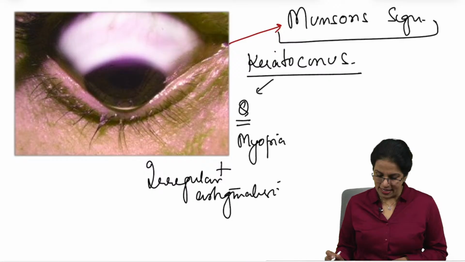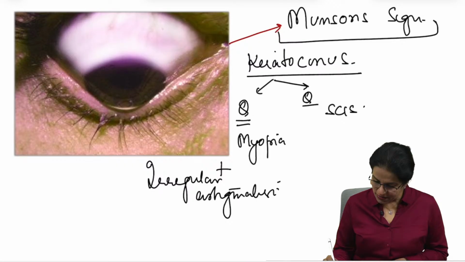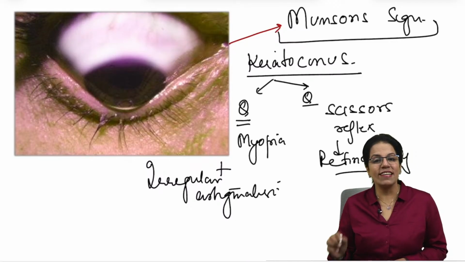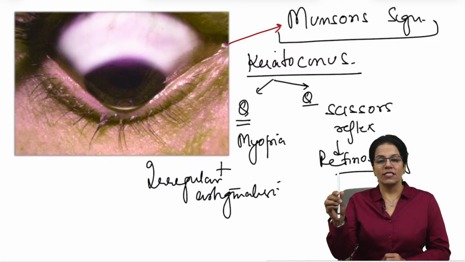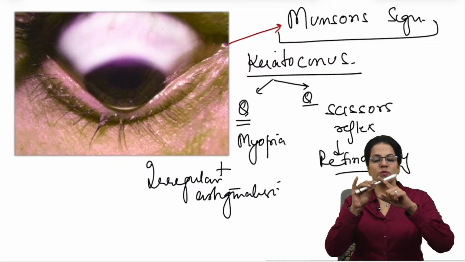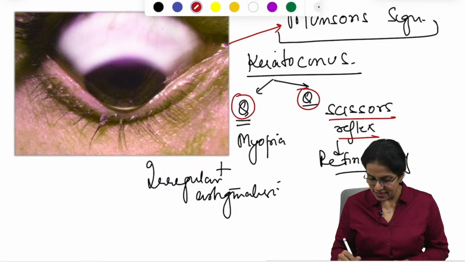We come to the next thing. The next question that they can ask you is, what is scissors reflex? What is scissors reflex, all of you? Scissors reflex is seen when I am doing retinoscopy. I hope you all know what retinoscopy is, an objective method of refraction. We see the light reflects at the pupillary border. When you are doing retinoscopy, you see two light reflexes more like the blades of two scissors, moving like this. That is what is called scissors reflex.